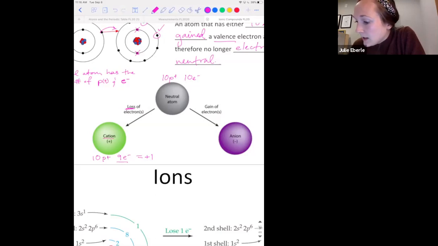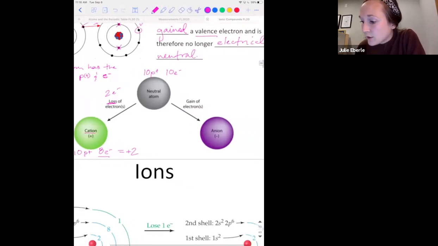All right, what if we give away 2 electrons? Now we don't have 9 electrons, we're left with only 8. Okay, so now what's our cation charge? It's just a +2. Okay, so the point I'm making here, you can give away more than 1 valence electron. You could give away 2, you could give away 3. That's going to change the charge that you have as a cation, but you'll still be a cation if you lose electrons.